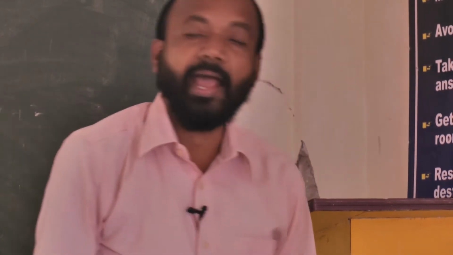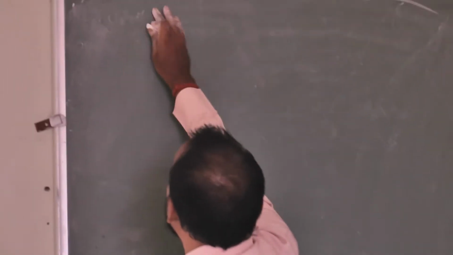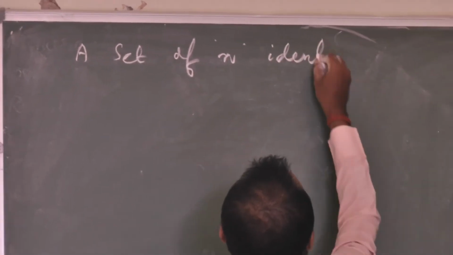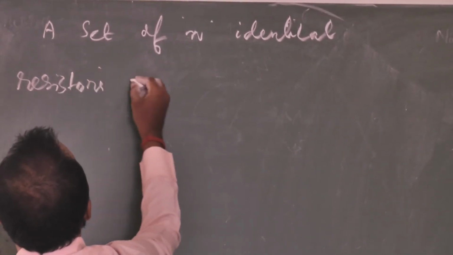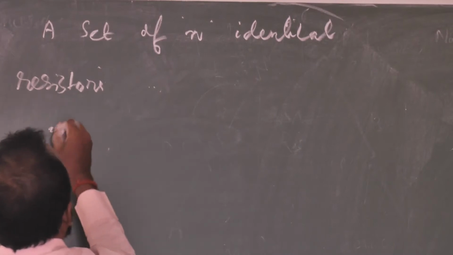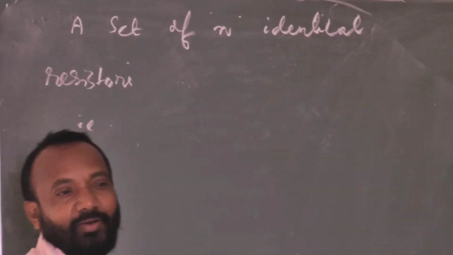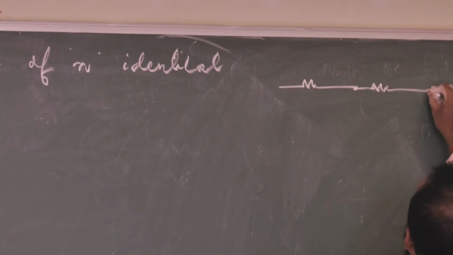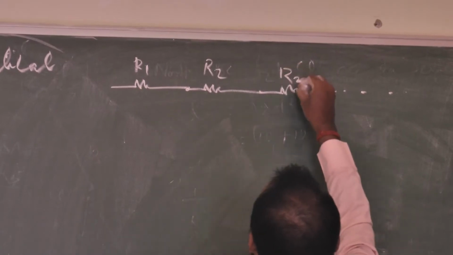Question is, a set of n identical resistors are there. That means n number of identical resistors, R1, R2, R3, R4, Rn, all are same. R1 equals R2 equals R3 equals R4, like this. In series, suppose for the example, these are the resistors 1, 2, 3, and so on. So this is R1, this is R2, this is R3, and so on.